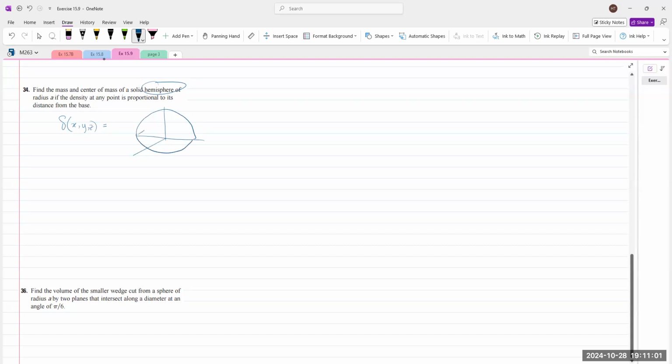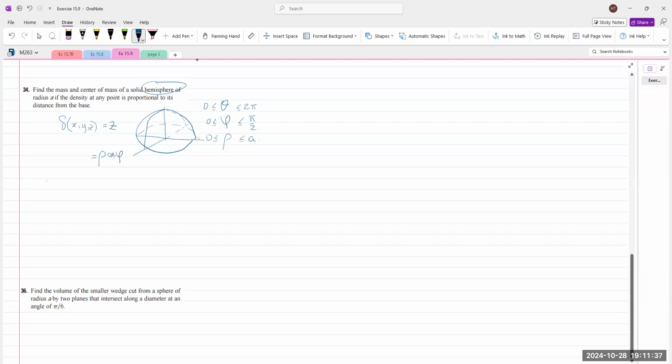Let's say this is the hemisphere. So the theta will be from 0 to 2 pi. The phi will be from 0 to pi over 2. The rho will be from 0 to a, right? And then the density will be proportional to the distance from the base. That's basically equal to z. But z equals rho cosine phi.